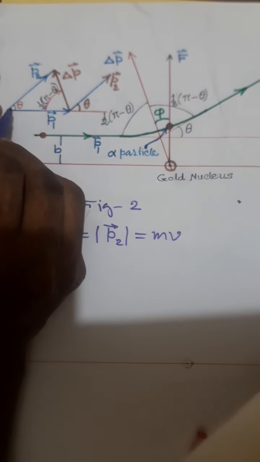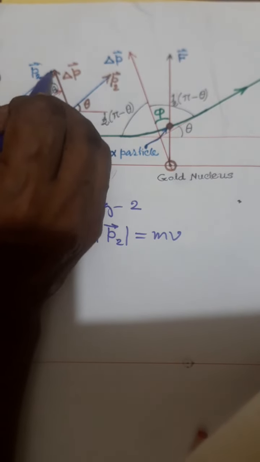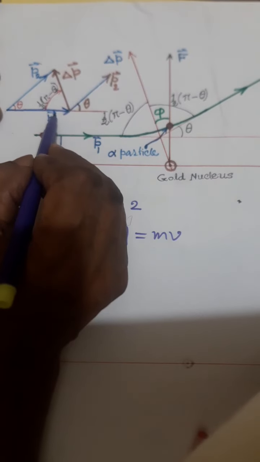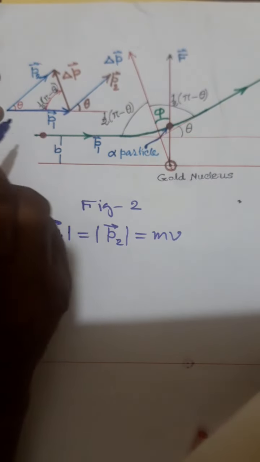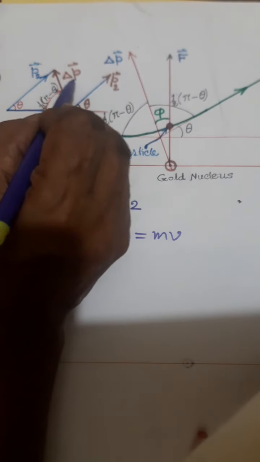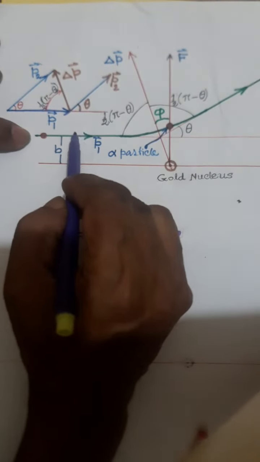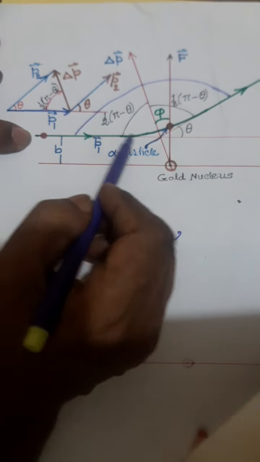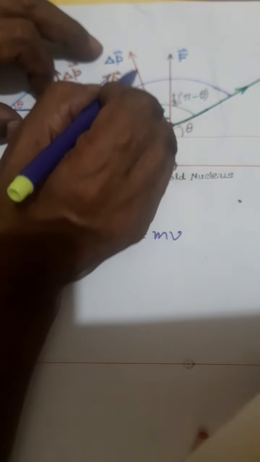A triangle of P1, this is P1 and this is P2. The angle of P1 and P2 is drawn here, from which the change in momentum delta P is found out. Delta P acts along a direction which bisects the angle pi minus theta. This is pi minus theta. Delta P bisects this angle. This is the direction of delta P.